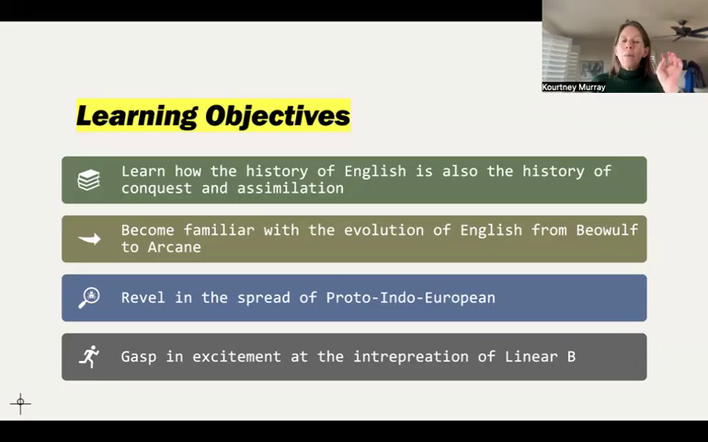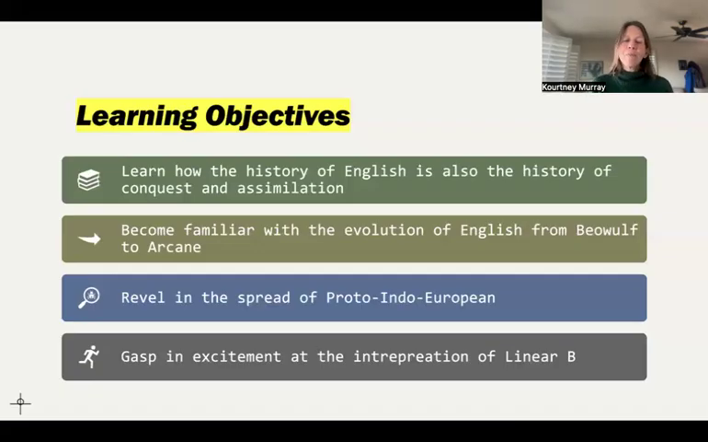We will become familiar with the evolution of English from Beowulf to Arcane. I'm recording this in December of 2024, and I'm trying desperately to finish watching Arcane because my nephew, who's your age, is very excited about it. But when I say Arcane, I mean the English of today, right? And Beowulf. So we're going to become familiar with Old English, which is the language of Beowulf. We're going to touch briefly on Middle English, and then we will of course be focusing on Modern English in this entire class.